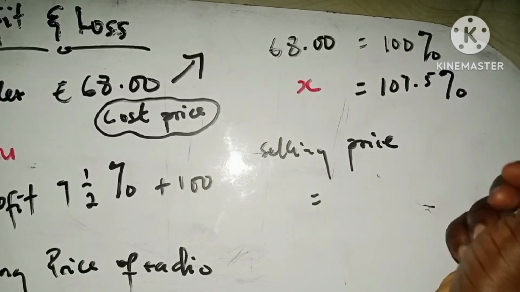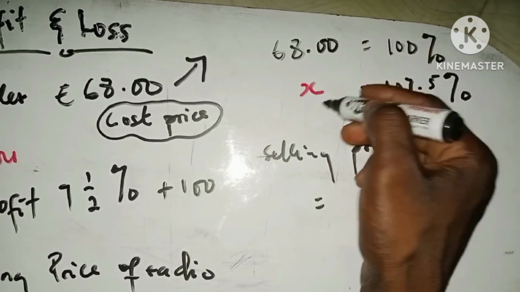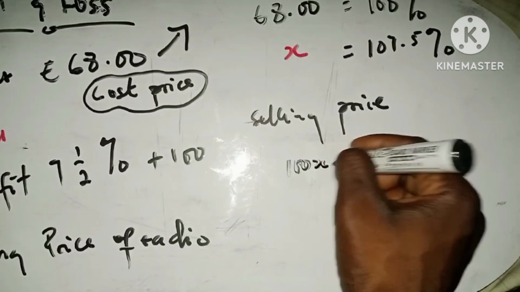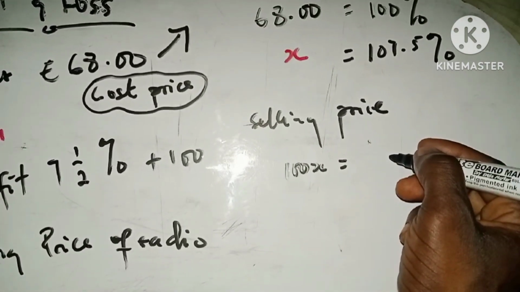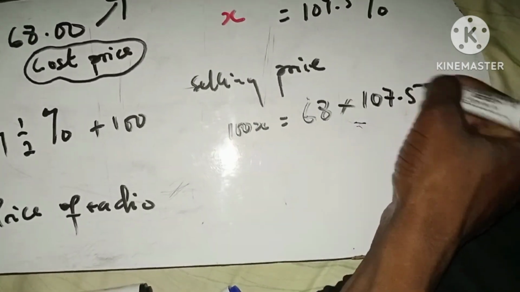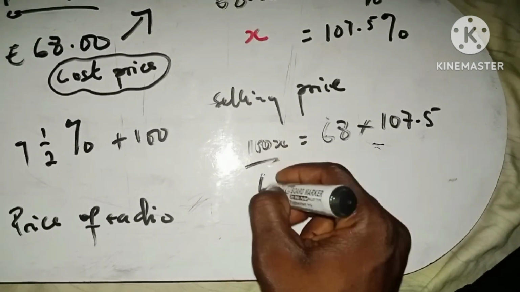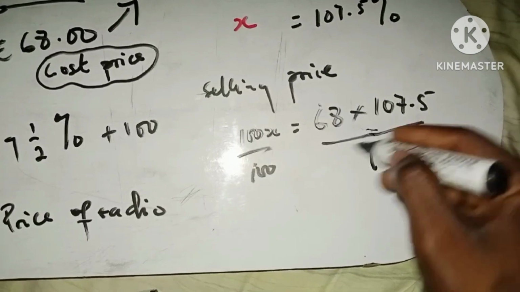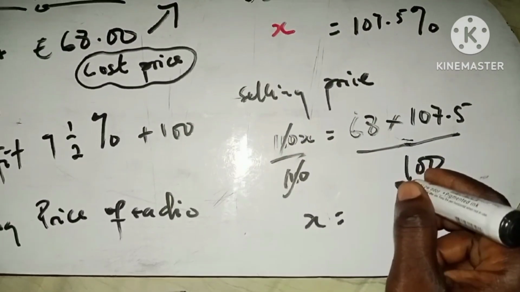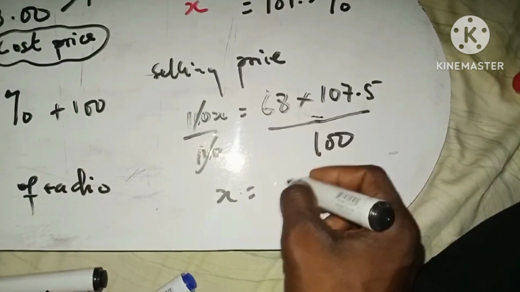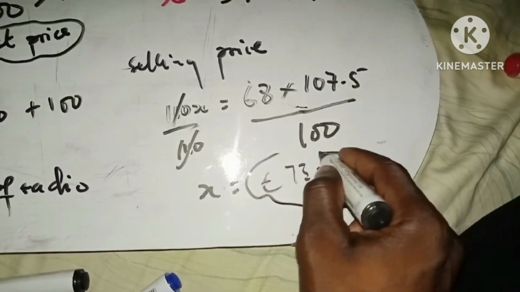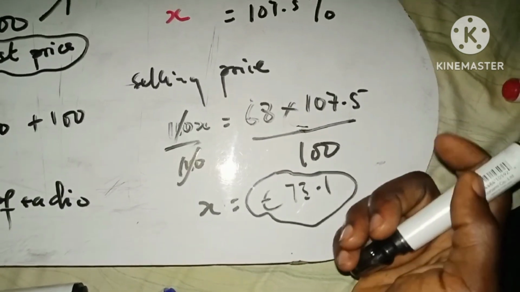So what it means here is that we are going to cross multiply this by this and that by that. So here we have 100x equals 68 multiplied by 107.5, right? We are looking for x, so we divide by 100 on both sides, right? And then you have your x to be equal to what do you think? According to my calculation, that should be 73.1 pounds. If you're having anything different from this value, let me hear from you in the comment section, right?